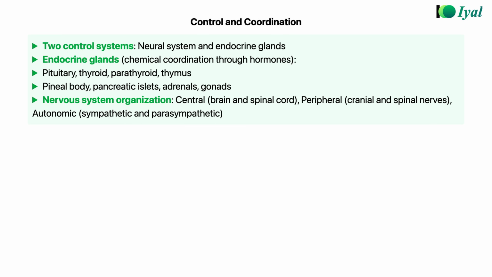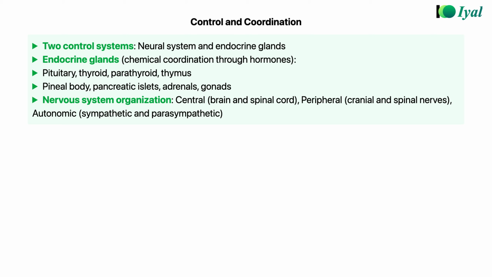The system for control and coordination is really sophisticated in frogs. They use two systems working together, the neural system and the endocrine glands. The endocrine glands achieve chemical coordination by releasing hormones. The main glands are the pituitary, thyroid, parathyroid, thymus, pineal body, pancreatic islets, adrenals, and gonads.